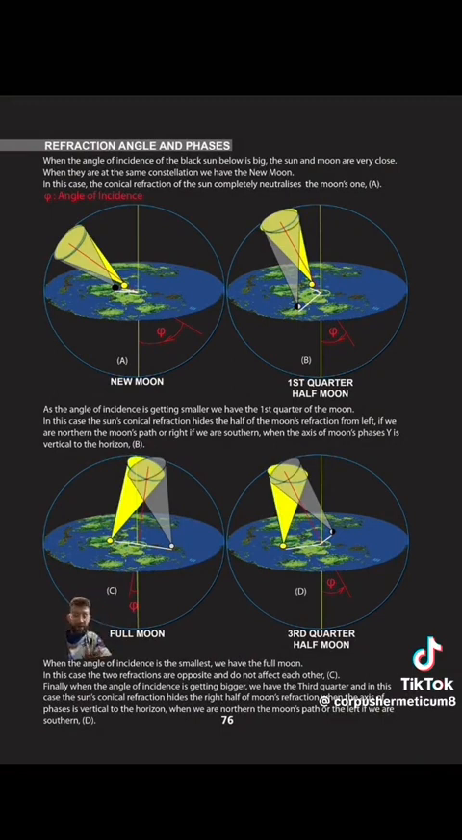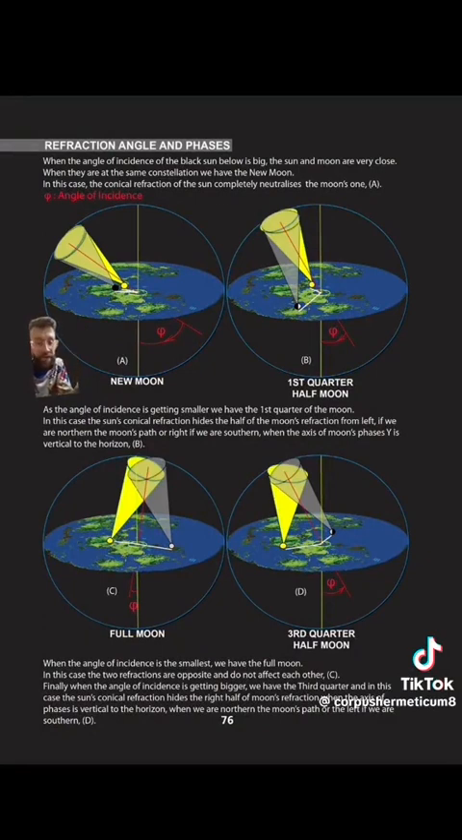But then this black sun starts doing smaller circles, and then the sun and moon are in harmony together, and they're farther away from each other. When the angle of incidence is at its smallest, we have the full moon, and we can see the light of the moon. And in that case, the two refractions are opposite, and they do not affect each other. And so the sun and the moon are both visible. And then soon after that, the cycle goes back and continues. The black sun starts doing bigger circles, and the sun and moon start getting closer and closer together.